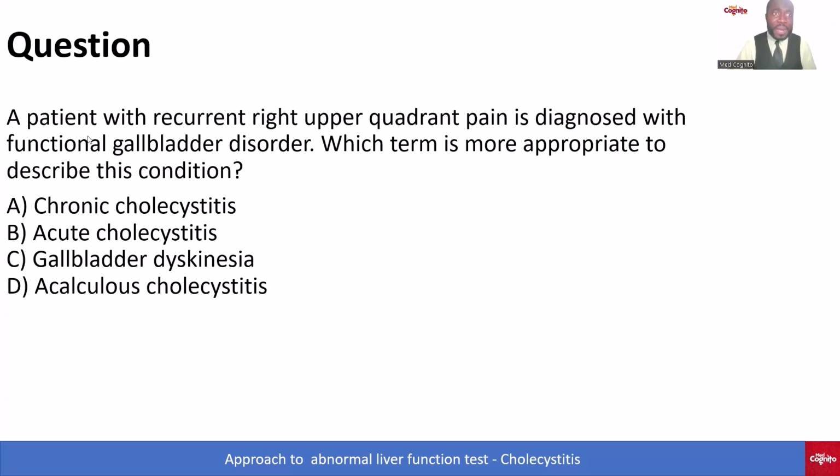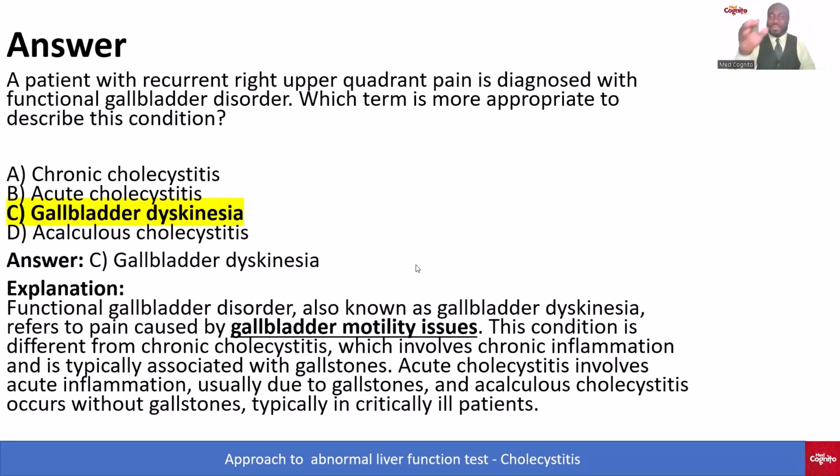Recurrent, yeah. But look at this. Right upper quadrant pain, and then functional disorder. Will anyone go for something different? So I see A and C are battling. Gallbladder dyskinesia, option C. Beautiful. So Dr. Ronnie saw his mistake and changed his mind quickly.